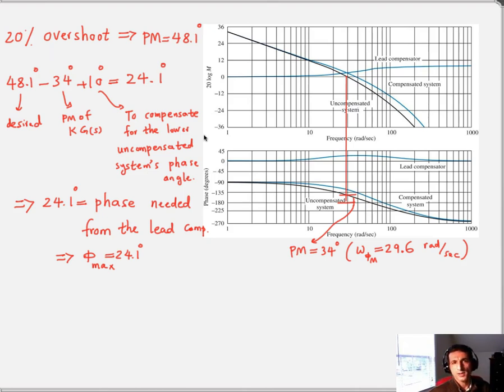Now let's go back and look at the design requirements. It's asking you to do the design so that you meet this specification of 20% overshoot. For the 20% overshoot, if you go back, that's something you also did in your previous quiz as well.